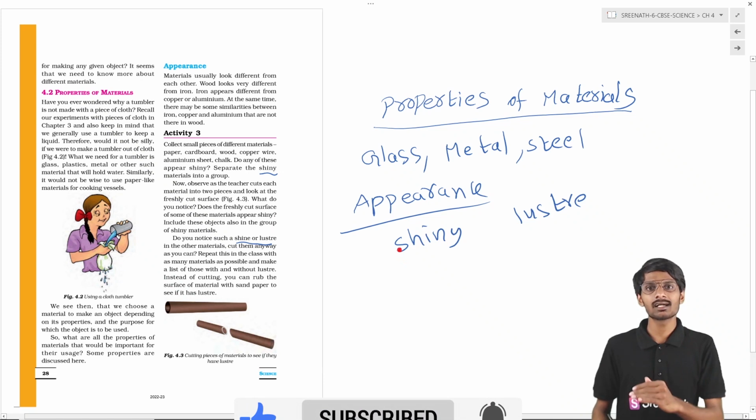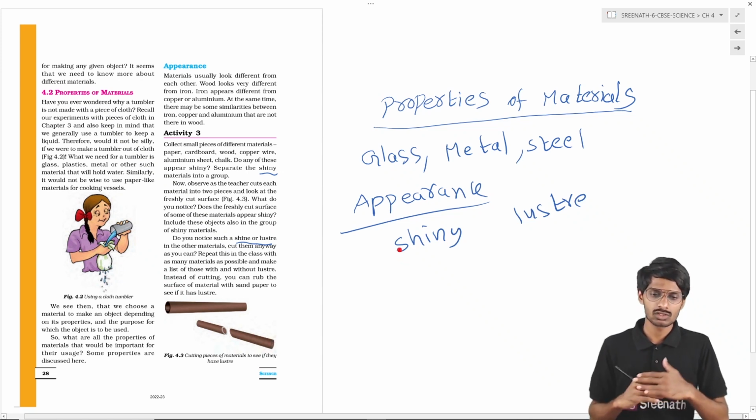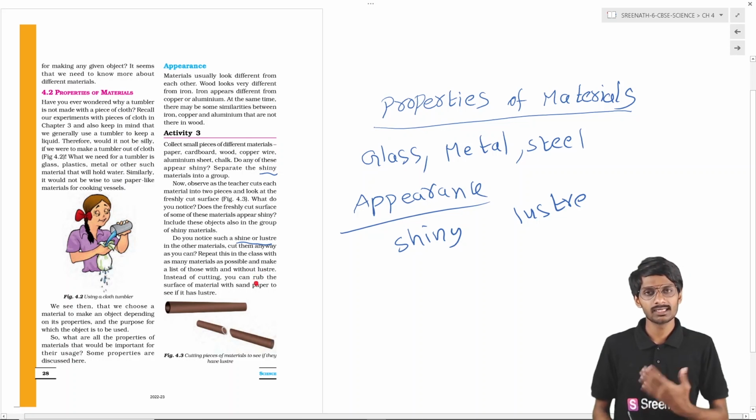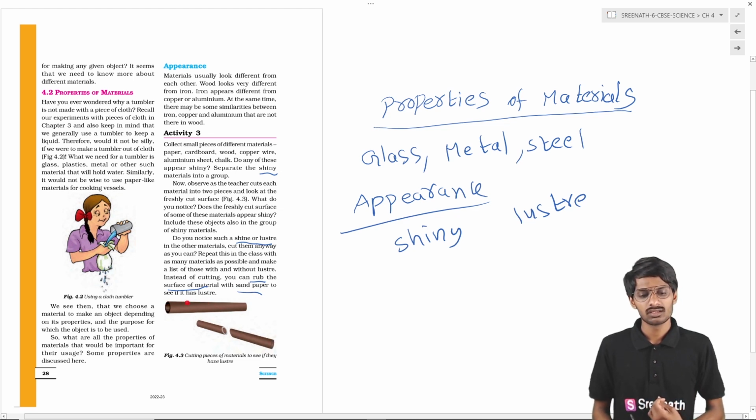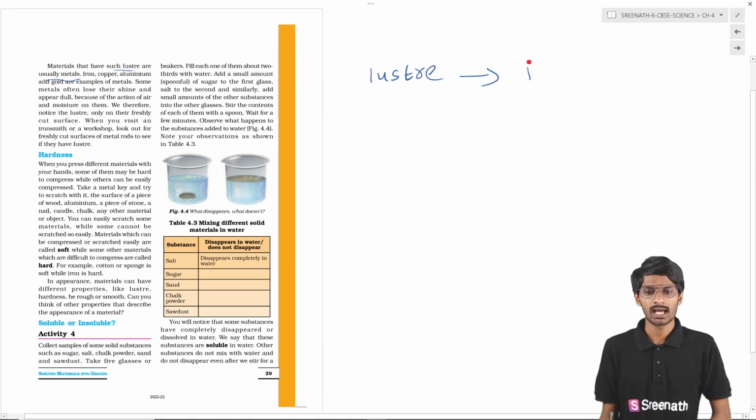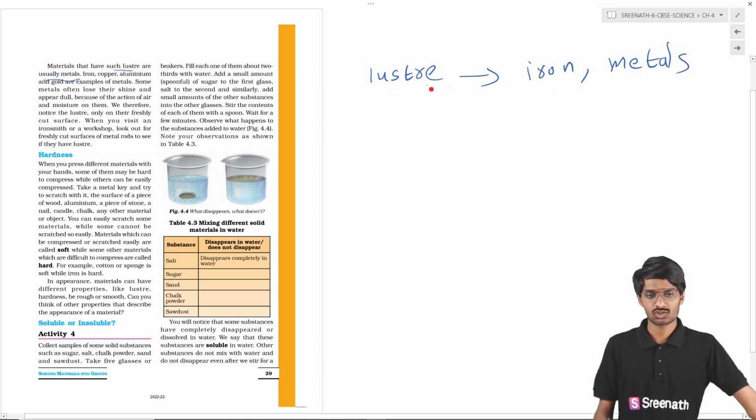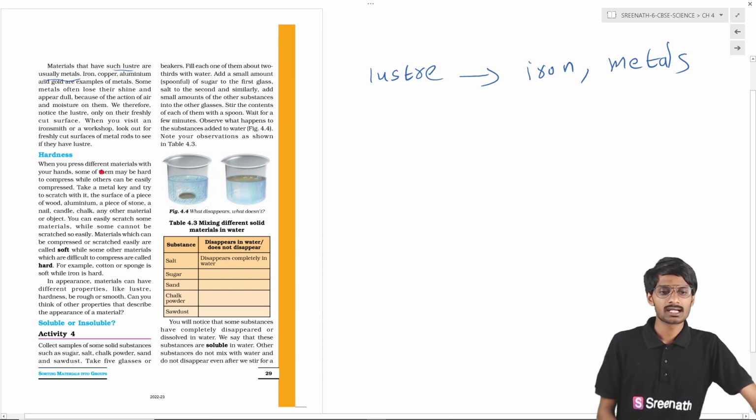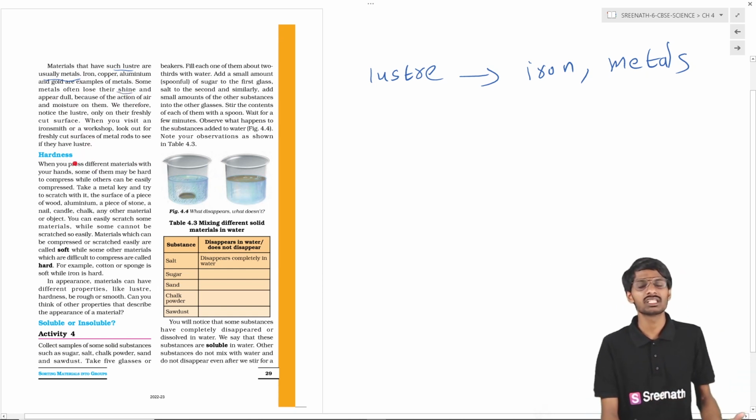Sometimes cutting the fresh edges will not show that much of a difference. In that case, you can rub the surface of the material with sandpaper to see if it has luster. Okay, students. So finally, materials that have luster are usually metals. All of them will appear lustrous, students. Some metals often lose their shine after some time.